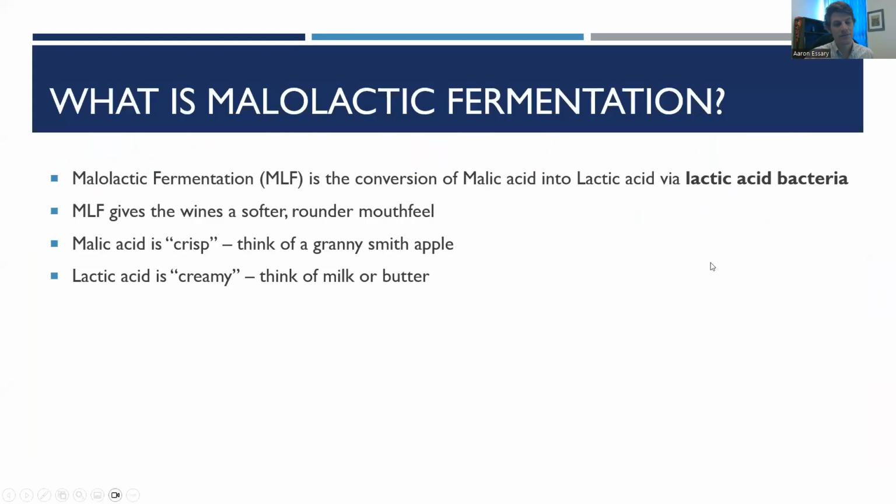First of all, what is it? Malolactic fermentation is the conversion of malic acid into lactic acid via lactic acid bacteria. Some people say malolactic bacteria. That's actually kind of incorrect. The proper name is lactic acid bacteria. But anyway, malolactic fermentation, also shorthand MLF, gives wines a softer, rounder mouthfeel.